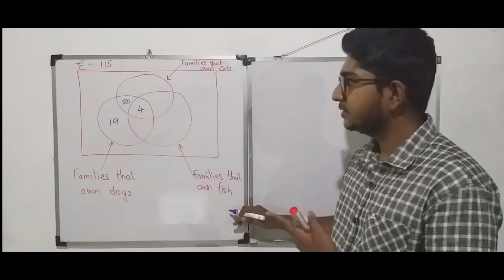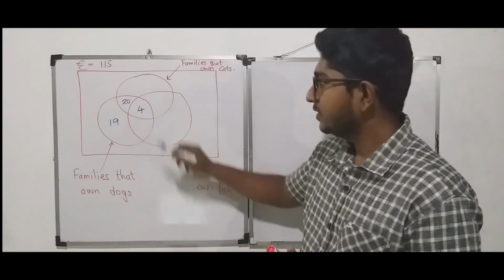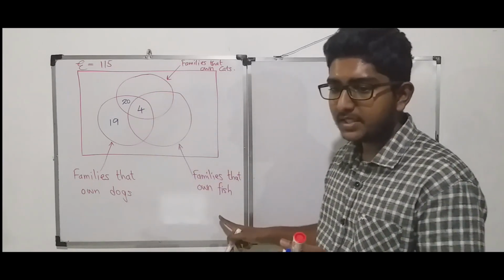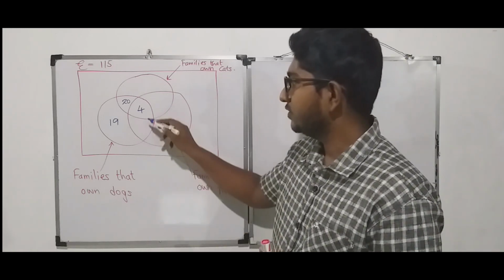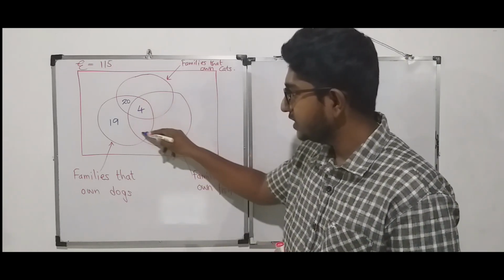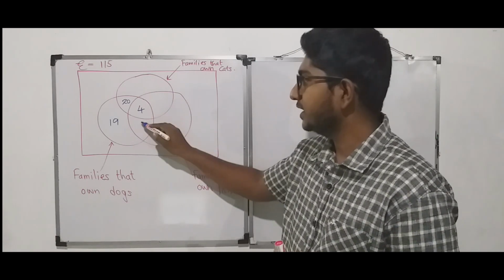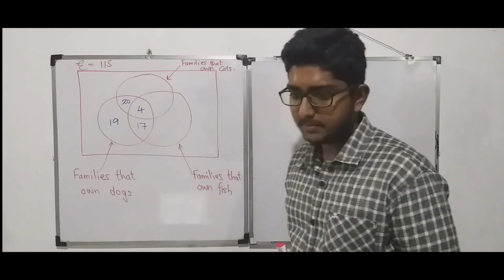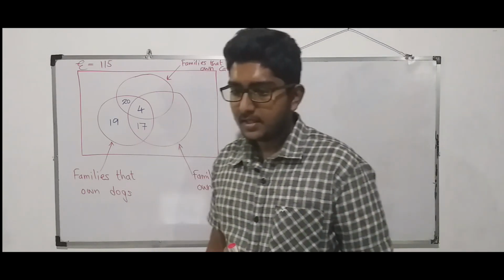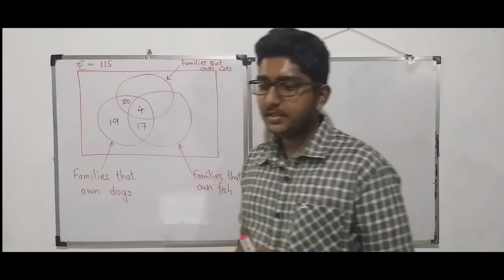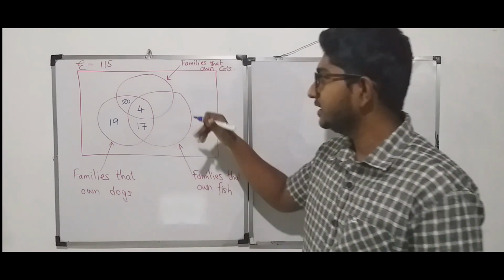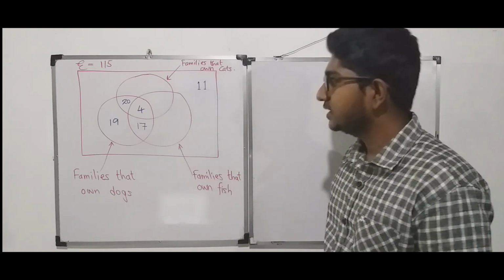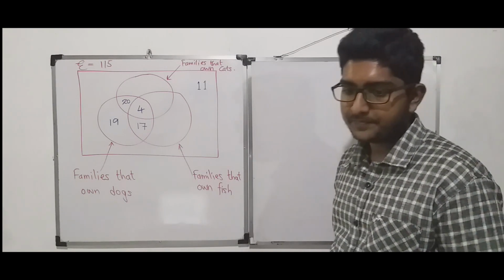Similar to the previous value, this is the region common for dogs and fish. The number given is 21. So we have to put 21 as the sum of these 2 values. But we have 4 here. So 21 minus 4, 17 is the value for this particular region. Last data: 11 families do not own any of the above 3 types. So 11 must come outside these 3 circles.